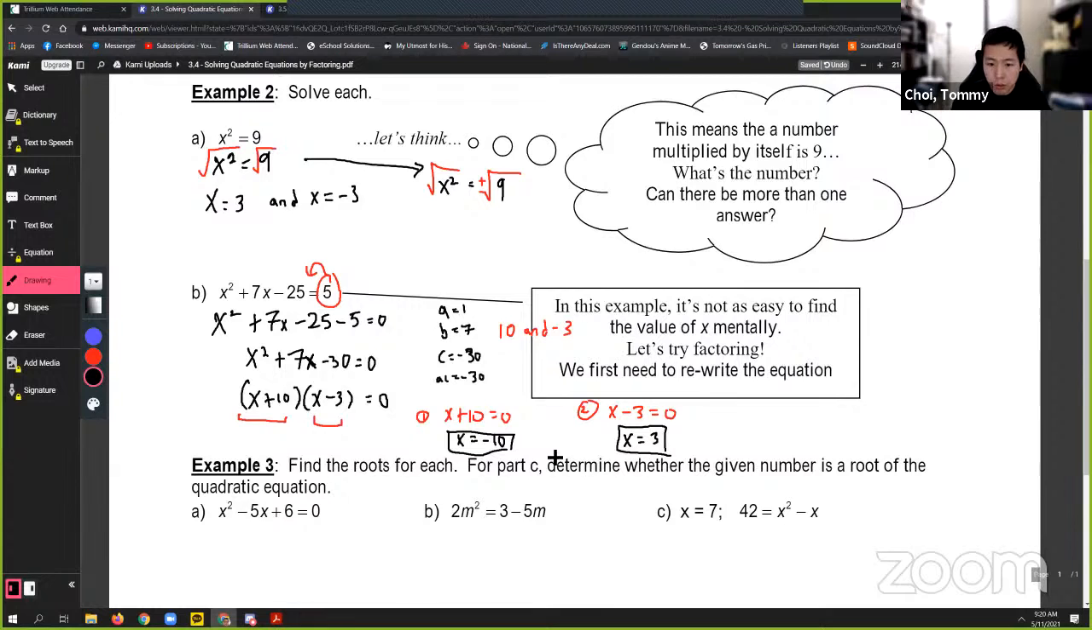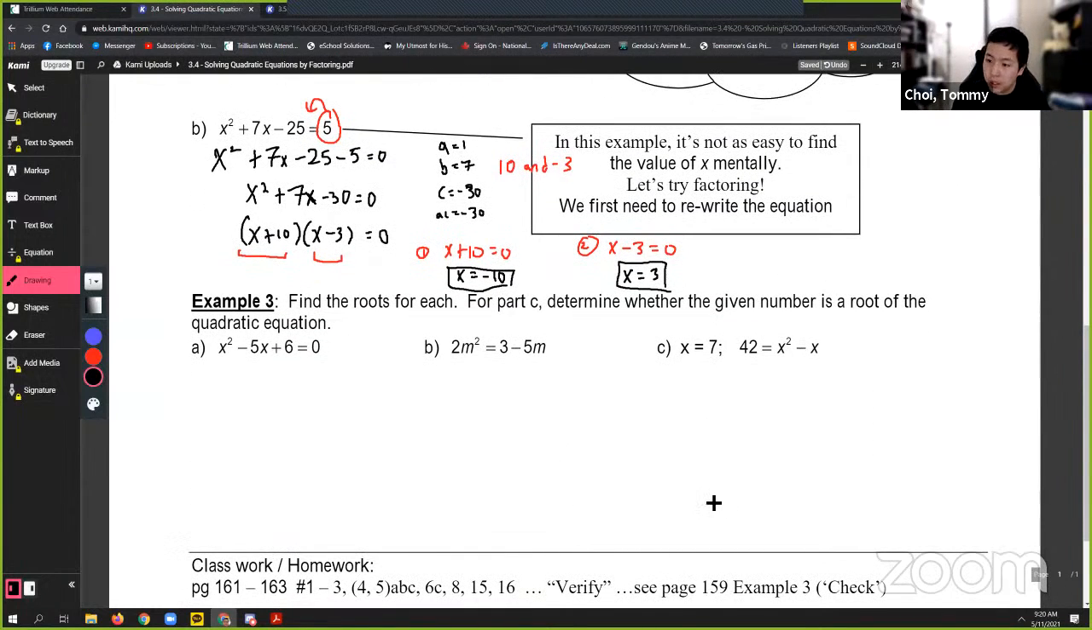And you notice we're almost at the bottom of the sheet, so it's just going over more examples of solving by factoring.